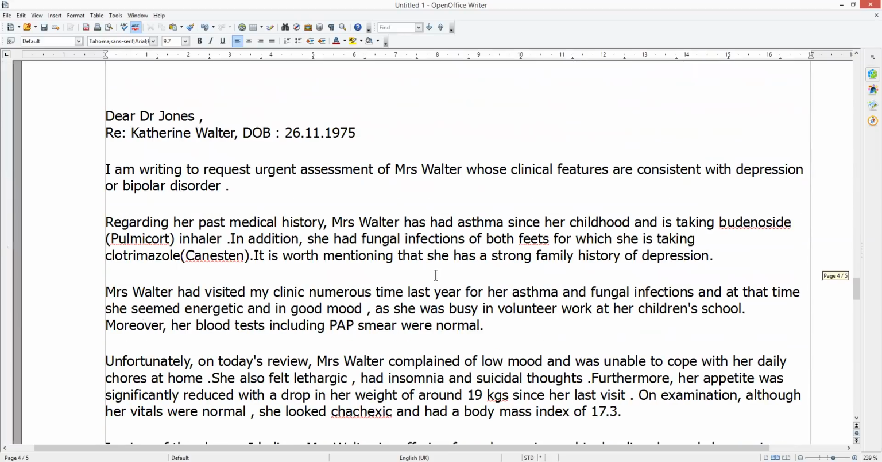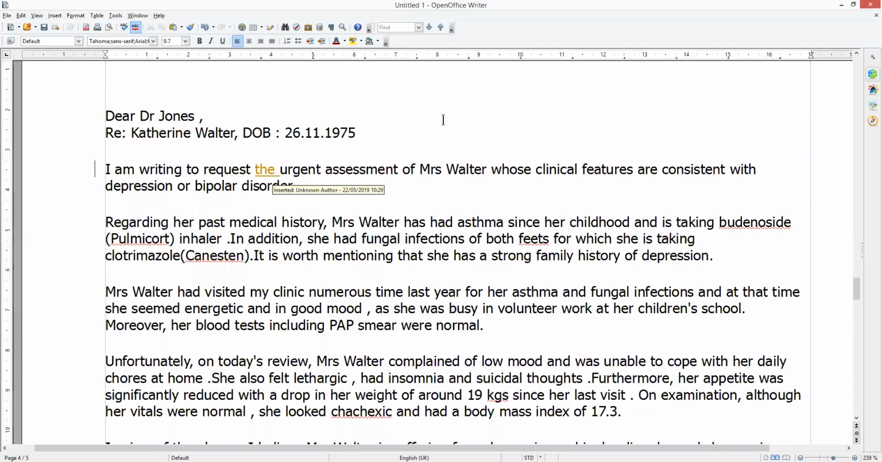Okay, writing to request urgent assessment. Well, I probably put a definite article here, the urgent assessment of. If you've got something of something else, it's usually a definite article. The urgent assessment of Mrs. Walter, whose clinical features are consistent with depression or bipolar disorder. That's good.